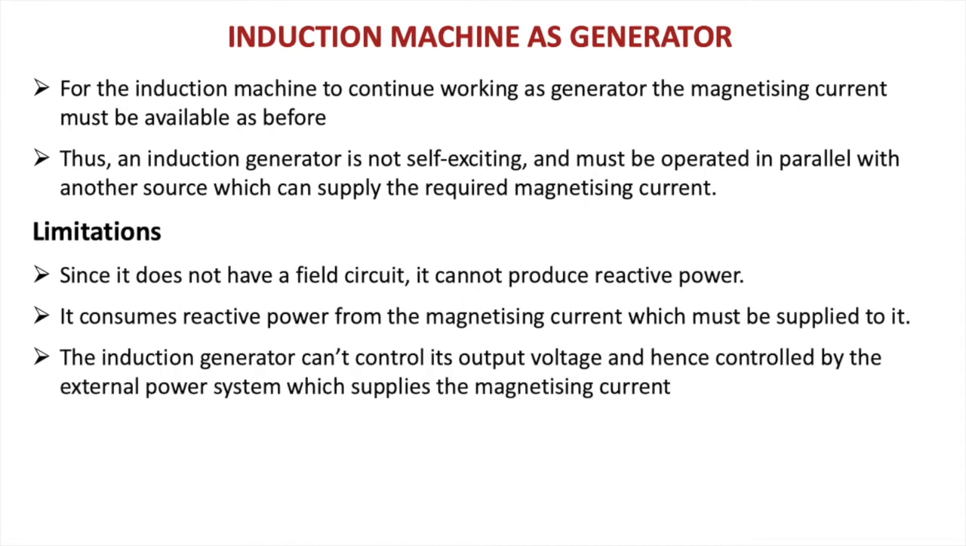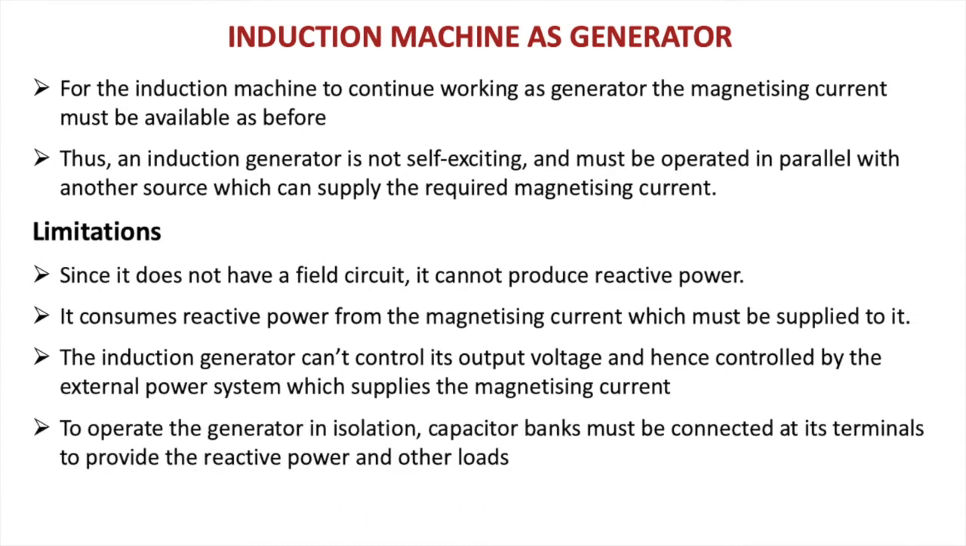The induction generator can't control its output voltage and hence it is controlled by the external power system which supplies the magnetizing current. To operate the generator in isolation, the capacitor banks must be connected at its terminal to provide the reactive power and the other loads.